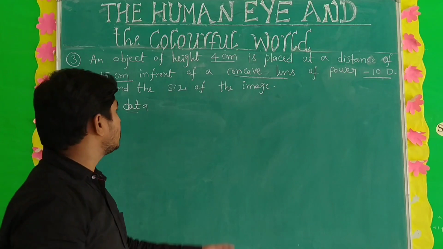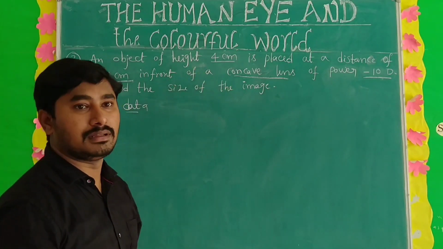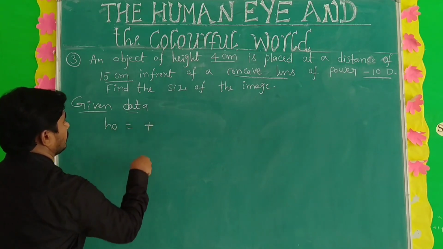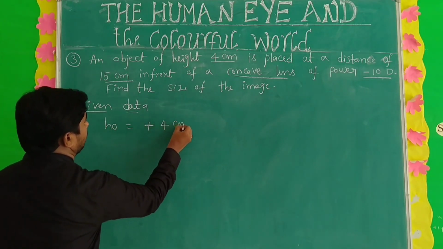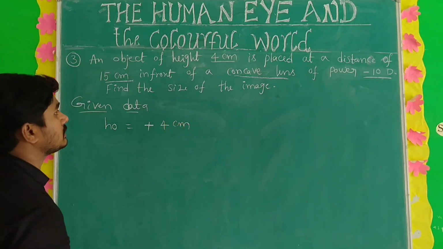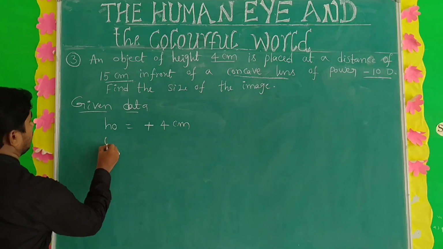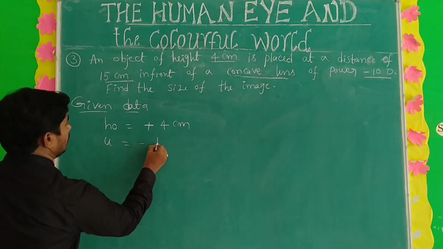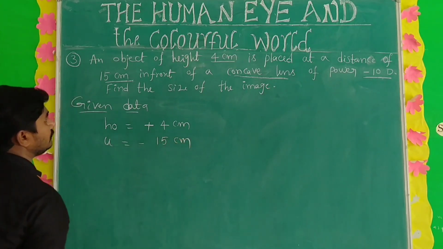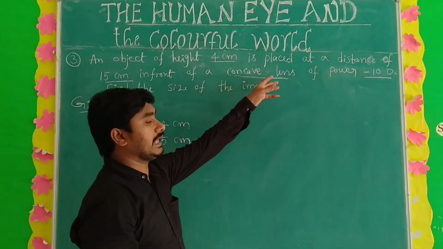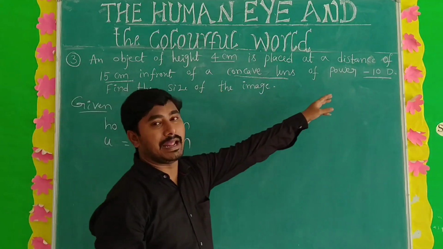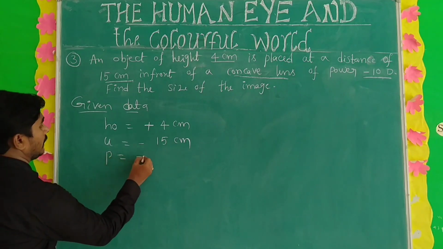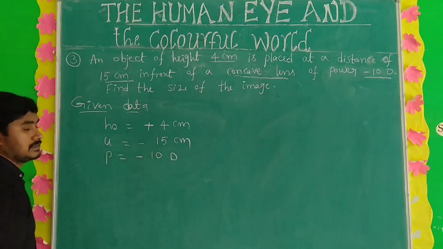So here the given data is the height of the object, HO. HO is equal to plus 4 cm, always taken plus because it is above the principal axis. The distance of the object, U, is equal to minus 15 cm; U should always be taken negative. So what is the lens here? Concave lens. A concave lens is nothing but a negative lens. So how much is the power? P is equal to minus 10 diopters.